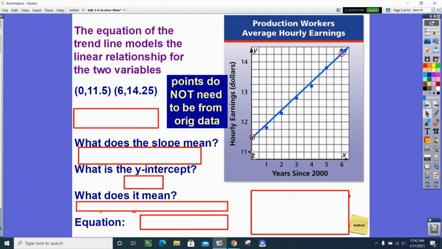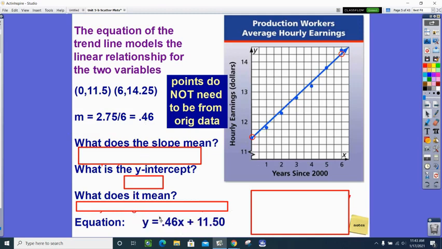So you're going to look for the break. And you'll notice that we are starting at 0, in this case, the year 2000, which is fine. The break is below, so I can just use that 11.50 as my y once I calculate the slope.